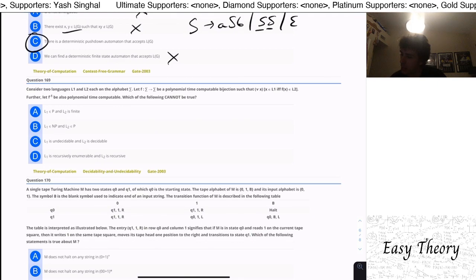Let there be a polynomial time computable bijection. Let the inverse be computable, which cannot be true.